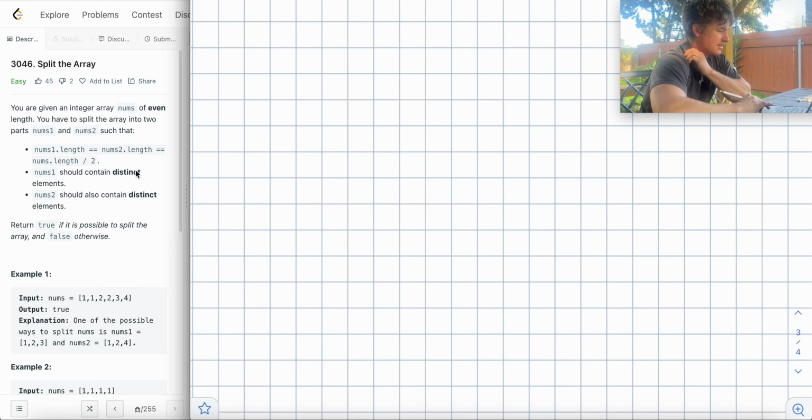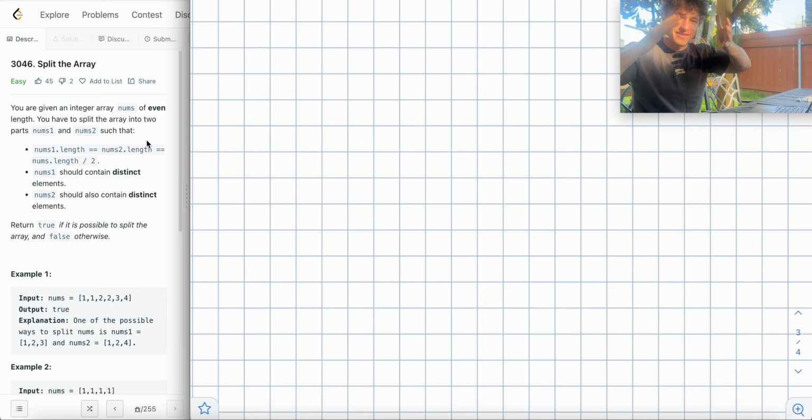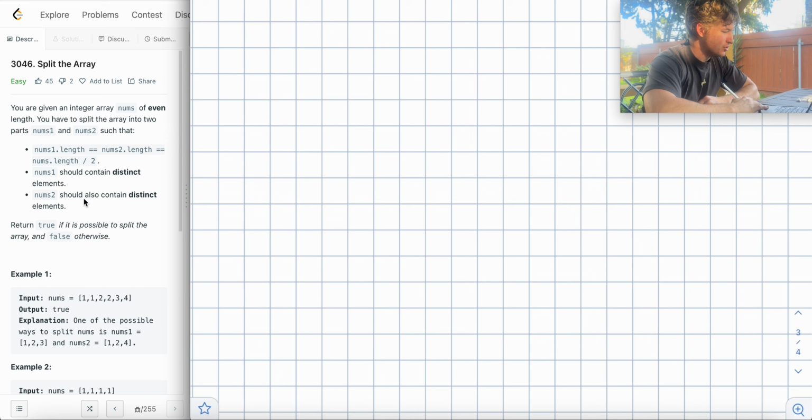Nums1 should contain distinct elements. Nums2 should also contain distinct elements. So what do distinct elements mean? It means that for any element in the array, that's the only instance of that element existing, right? So it's distinct. Like, you're the only 7 in my whole array. Nowhere else in this array will I find a 7. Nums2 should also, they're both the same condition. Return true if it's possible to split the array, and false otherwise.